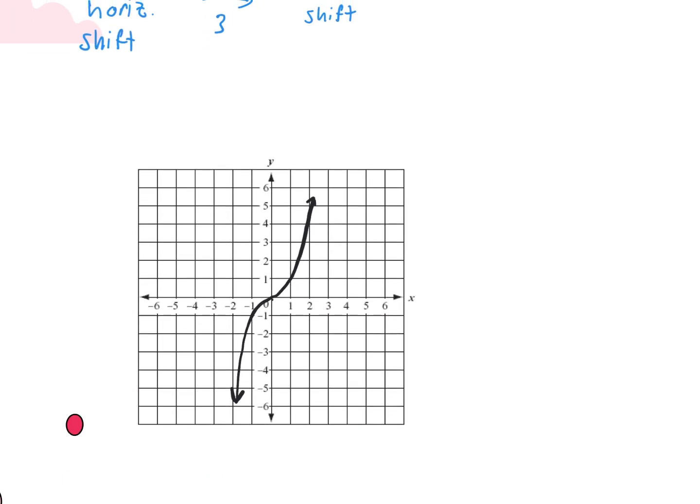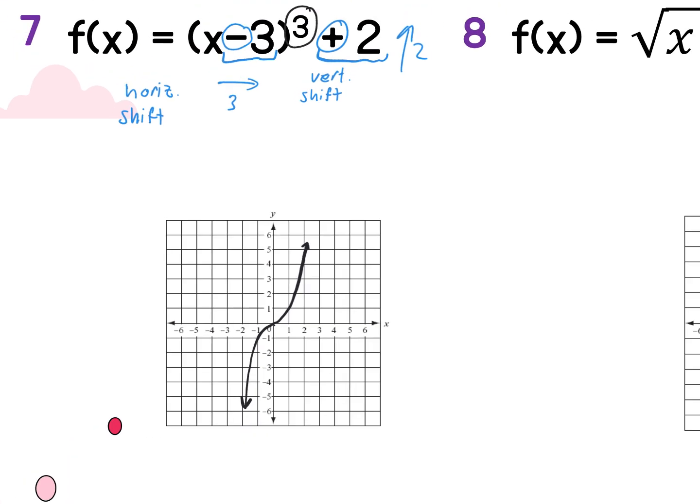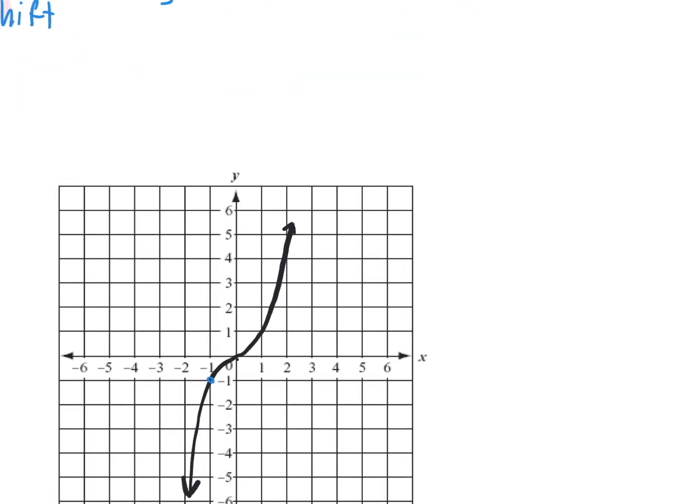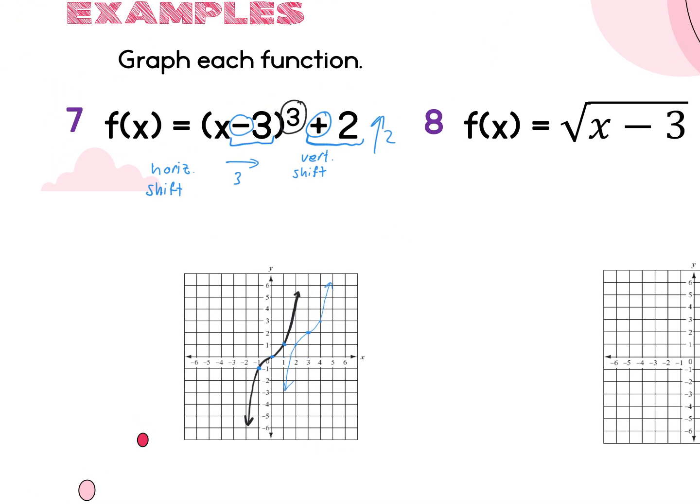So what do we do with this parent function right here? We're going to take this parent function and drag it 3 units to the right. So I'm going to pick a couple points, this one and this one. Again, in the previous lesson, we see that we can plot maybe a couple points just to get an idea of what our graph looks like. I'm going to take these points and move them 3 units to the right and 2 units up. So we end up maybe right here, and right here. And it's going to look something like this. So this is our transformed, our translated function.